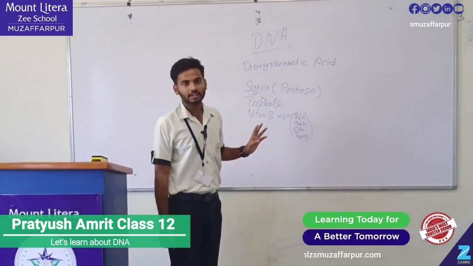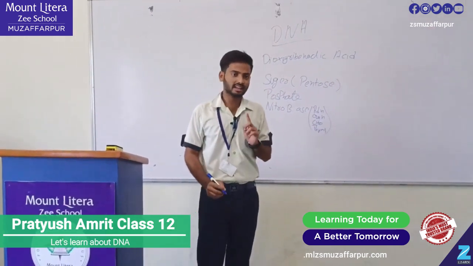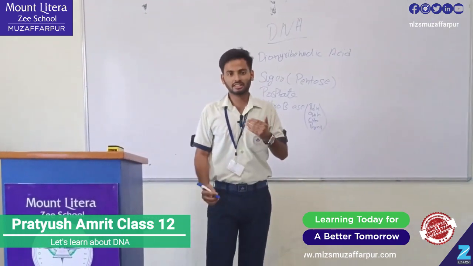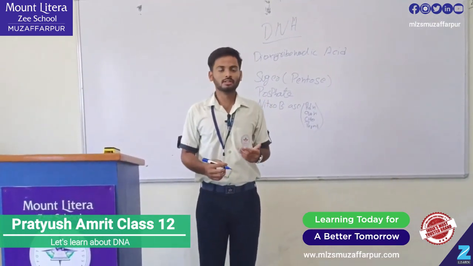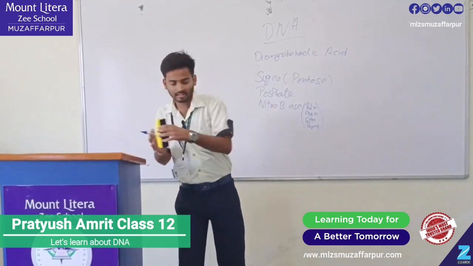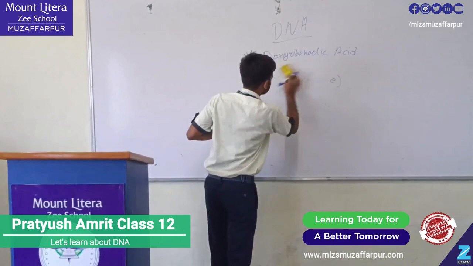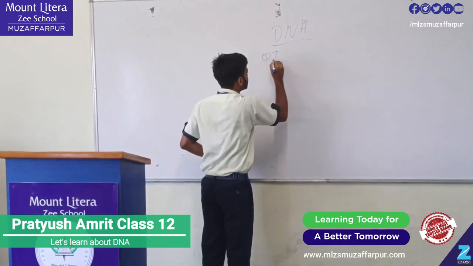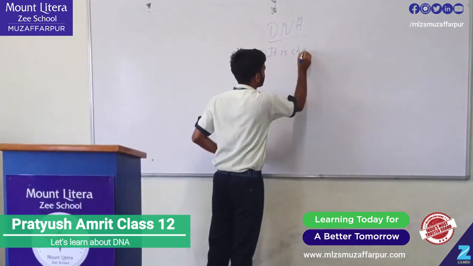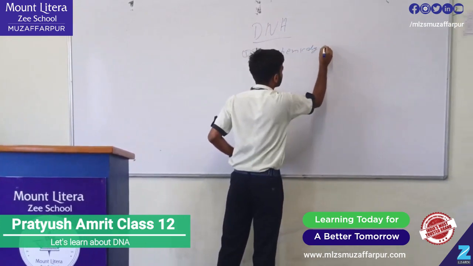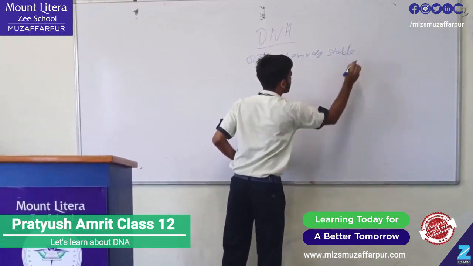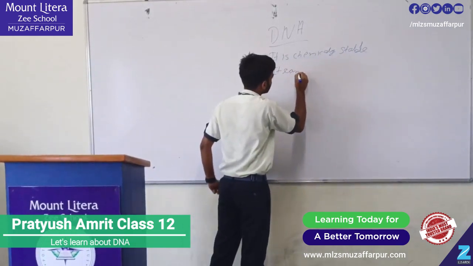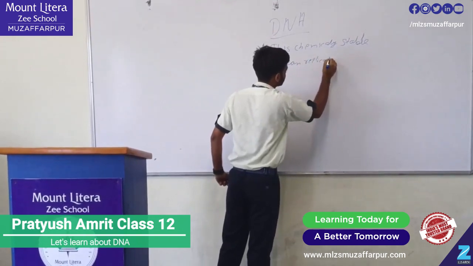The first model of the DNA was given by the scientists Watson and Crick. Watson and Crick told us why DNA is the genetic material. The term genetic material is given to DNA for some reasons. First, it is chemically stable, and second, it can replicate itself.